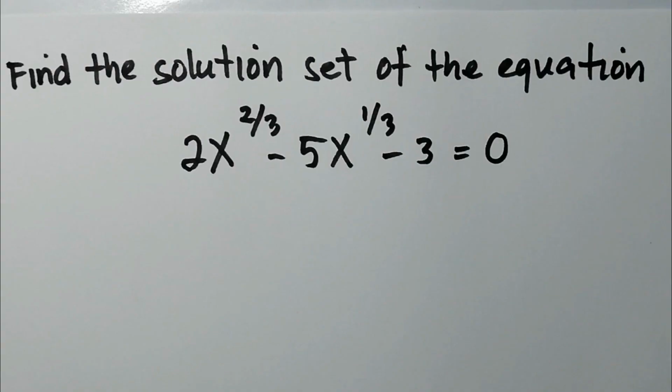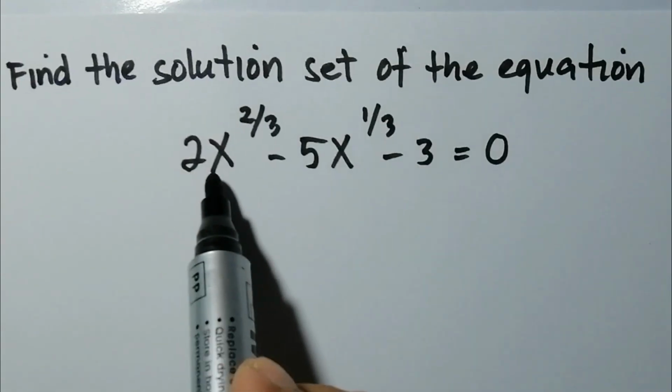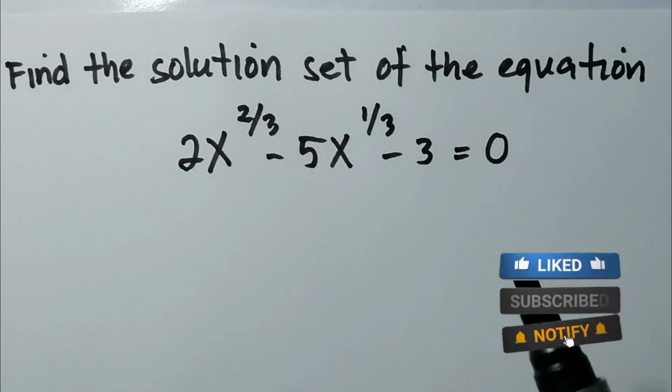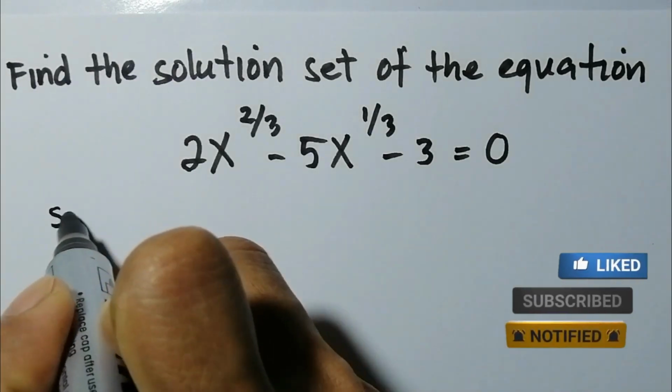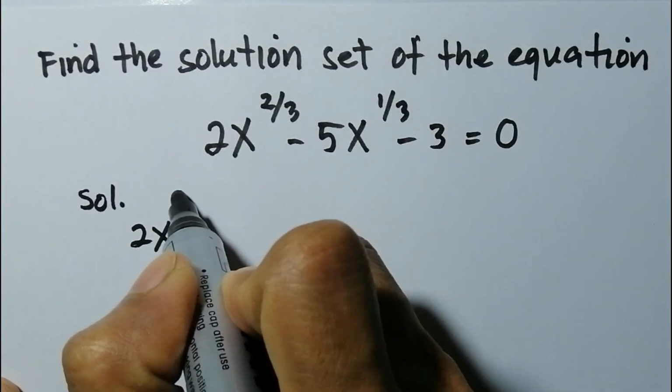Hi everyone, here is the problem to be solved. Find the solution set of the equation 2x^(2/3) - 5x^(1/3) - 3 = 0. What is the value of x? To know the answer, stay tuned for the complete solution. Happy learning!